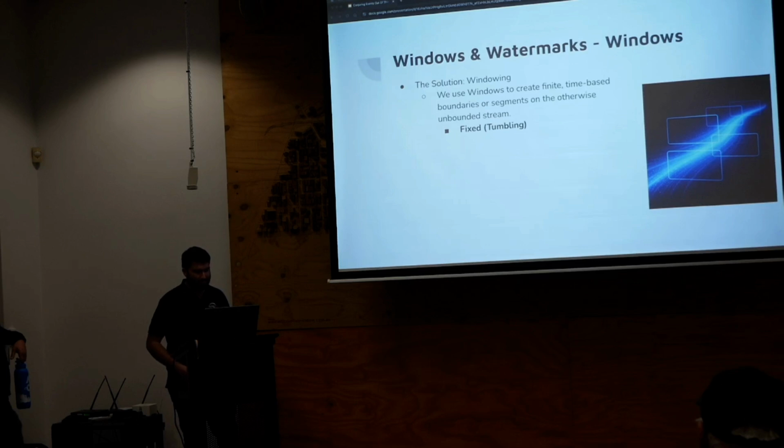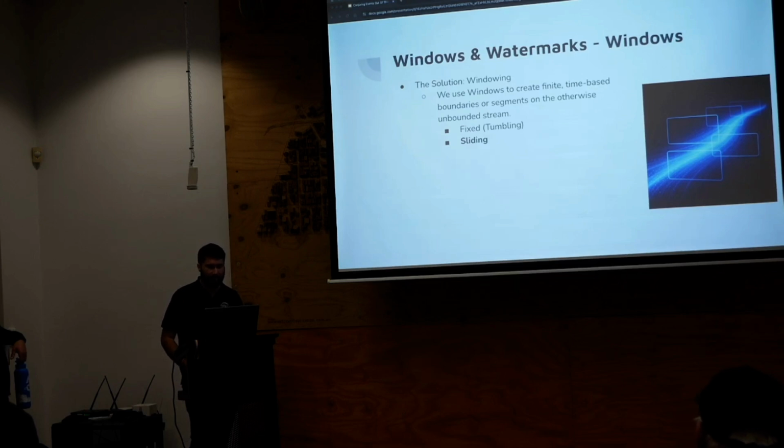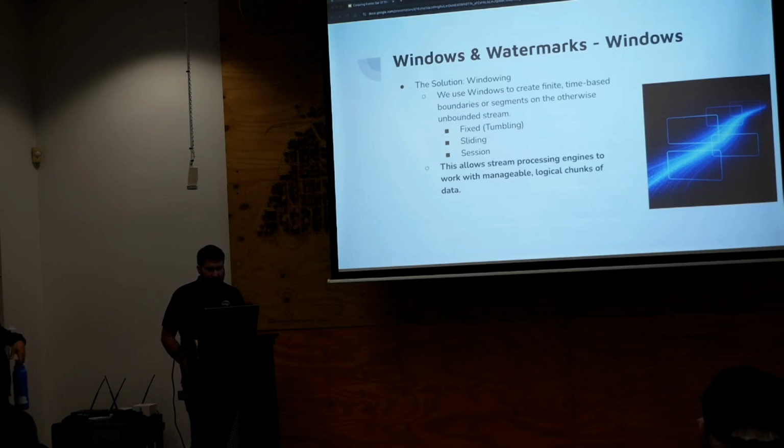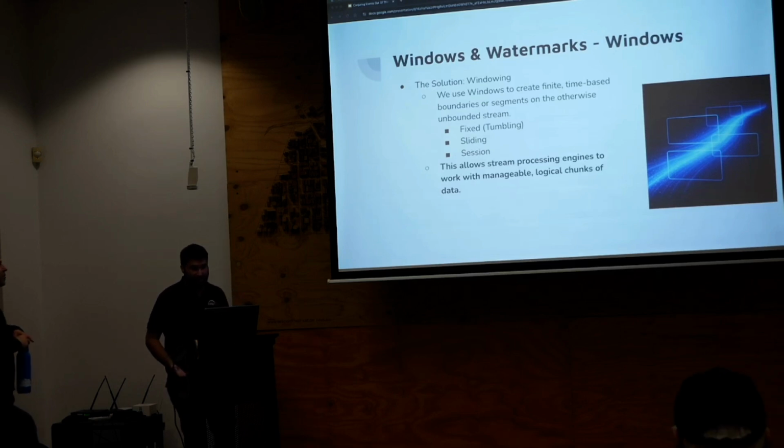So first we have fixed or tumbling windows, and these are good for clean hourly summaries, think your dashboards. Sliding windows are really good for detecting trends and changes that evolve over time. And finally, session windows are good for capturing human behavior like browsing and shopping sessions. Basically, someone finishes their cart, they close their browser, we want that to be the window. So it's these windows which give the underlying stream processing engine a manageable, logical chunk of data to work with.